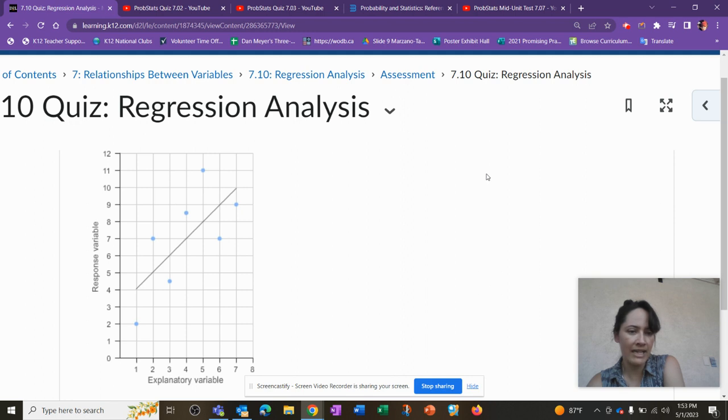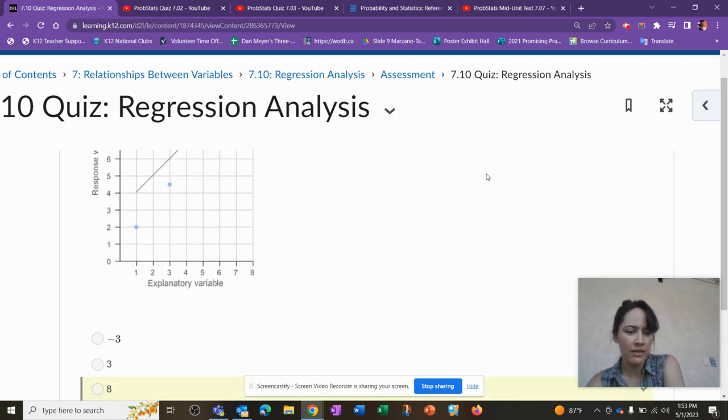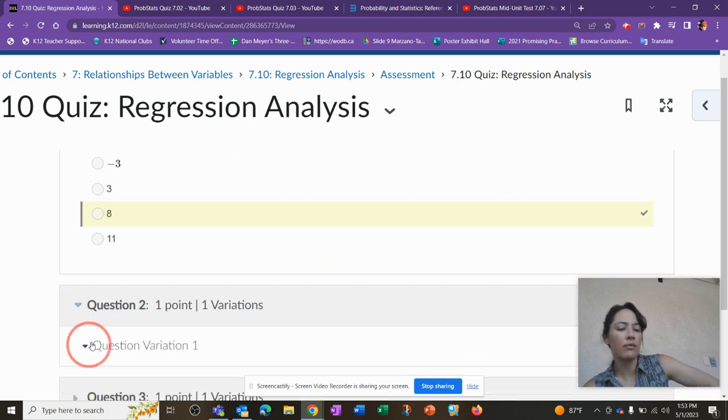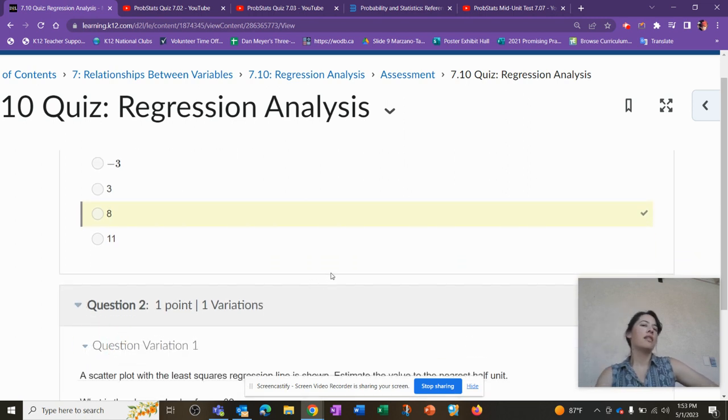So I would say 8. What is the predicted value? 8. Excellent. Okay. So now we're just kind of reading this stuff. We're thinking about, right, there's a predictive model and then there's our actual real life data.